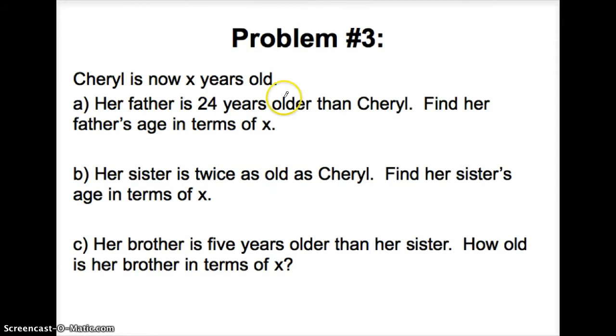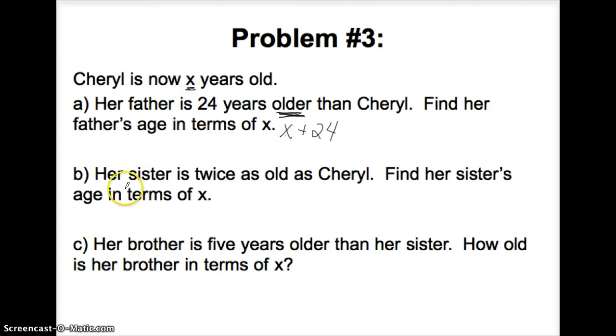Cheryl is now X years old. Part A. Her father is 24 years older than Cheryl. Find her father's age in terms of X. So if he is just 24 years older, that means we're just going to add. Okay, so we're going to write his expression as X plus 24. Since we don't know Cheryl's age, it's X, right?